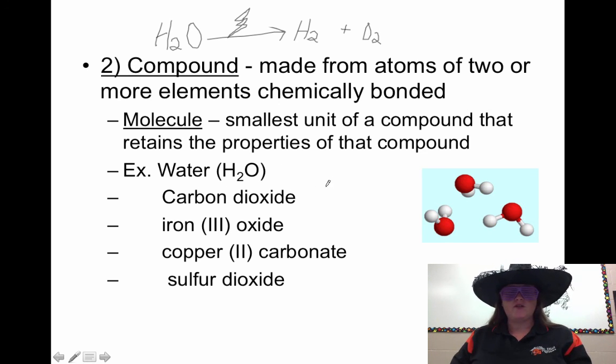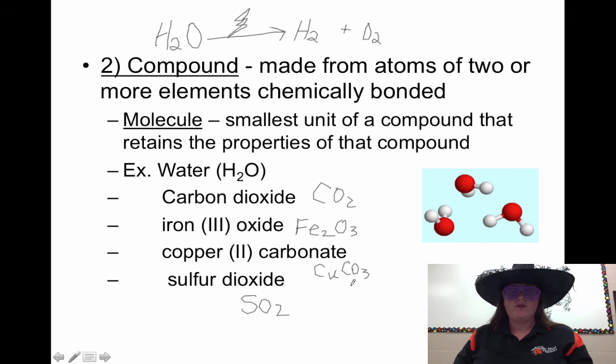But compounds can't be broken down by physical means. Some examples include carbon dioxide, CO2, iron(III) oxide, which has the formula Fe2O3, copper(II) carbonate, which has the formula CuCO3, and sulfur dioxide, which is SO2. We will learn more about these chemical formulas and writing them in a future unit.